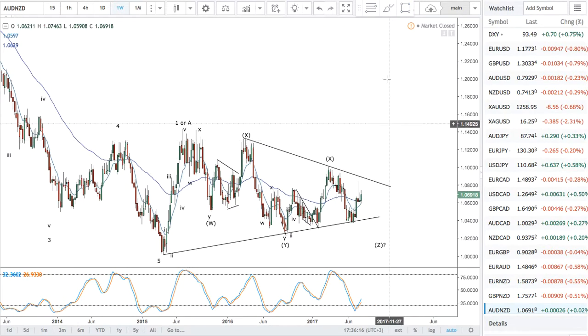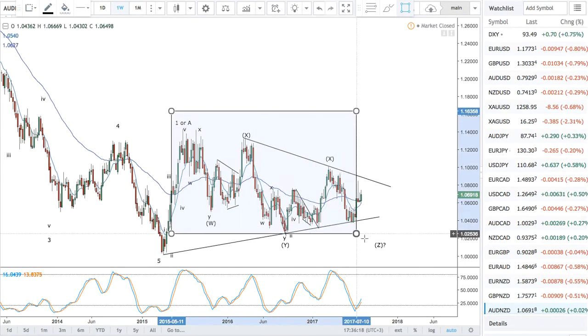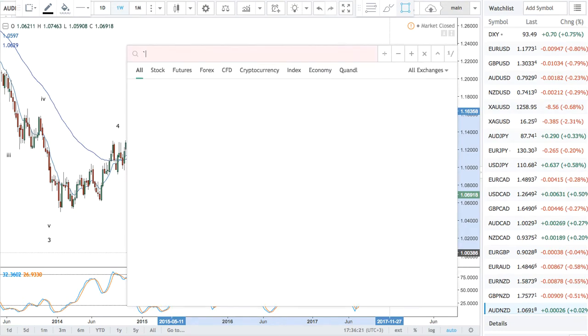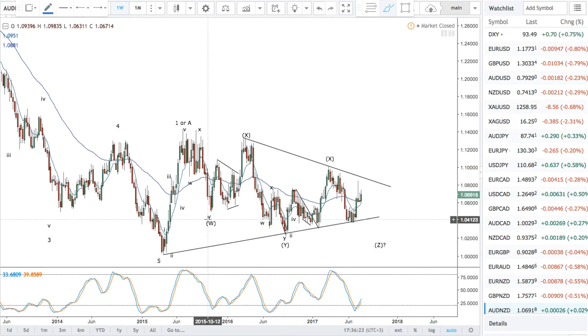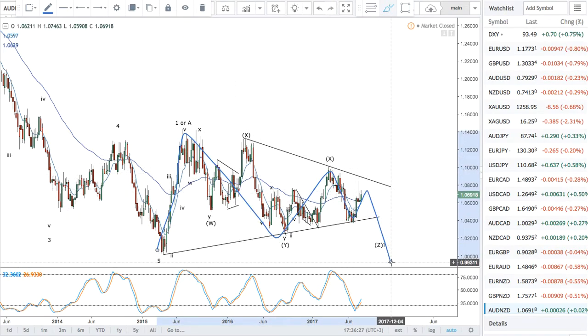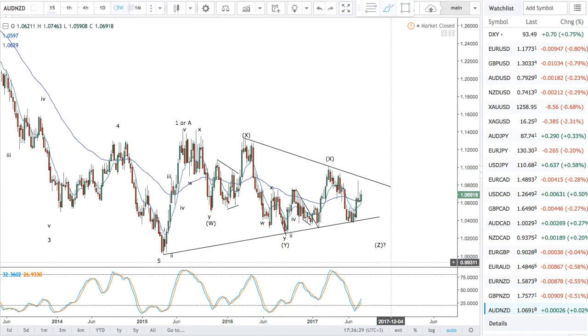Now, how we can view this overall, some traders may want to say, oh, this entire thing is a triangle, and that we then have a very sharp move for A, B, C, D, and E, and a new low. It's possible. It's not how I want to view it because of this impulse here. I'm viewing it differently. It's printed on the chart.